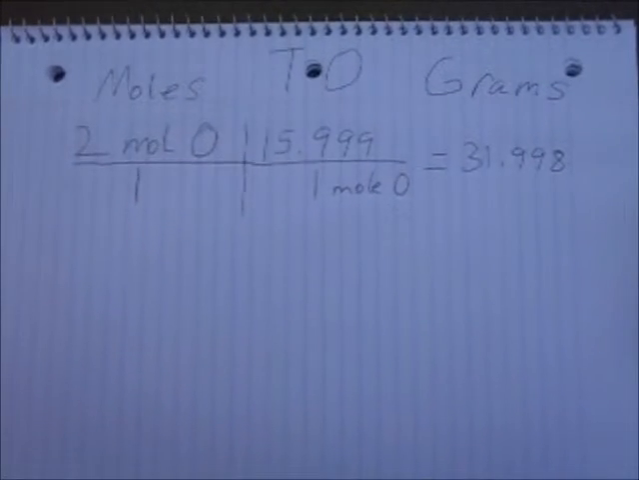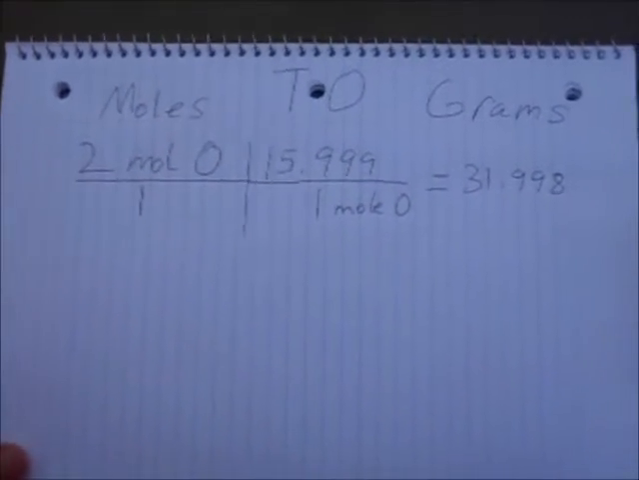So you have 2 moles of oxygen. To get the grams of oxygen, you must multiply by 2, by the mass of oxygen, 15.999. Okay, so this is our moles to grams example.